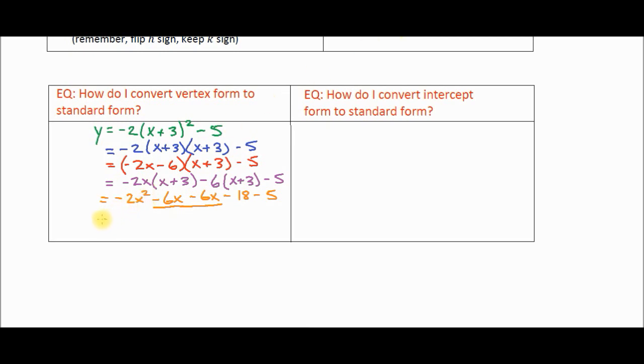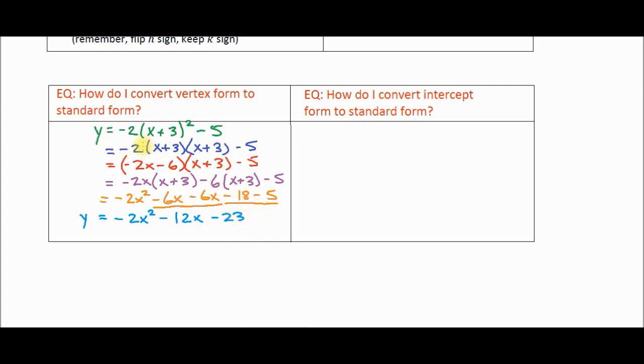Let's go ahead and finalize our equation. I'm going to bring y down now. y equals -2x squared. -6x minus 6x is -12x. And then we can also combine the two constants, -18 and -5. -18 minus 5 is -23. So there is our final answer.